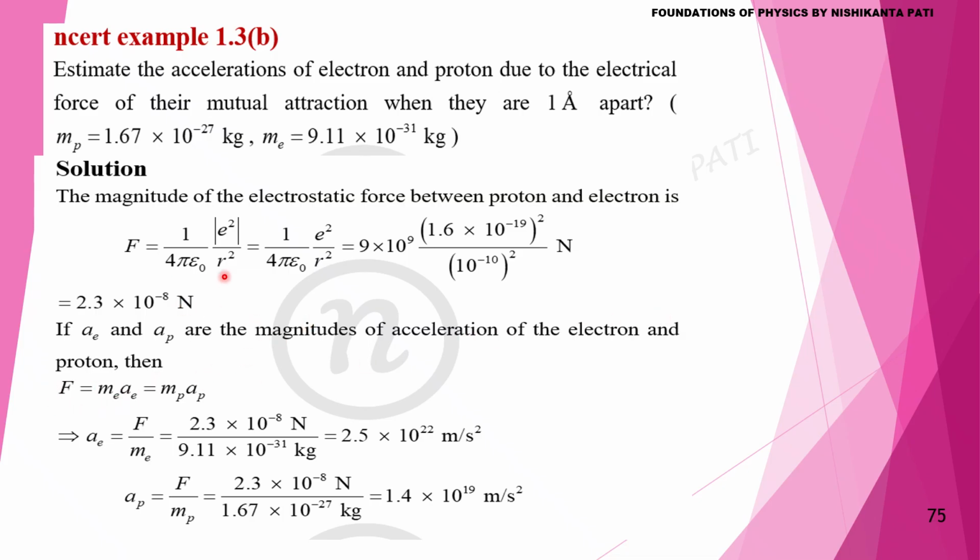Since the electrostatic force obeys Newton's third law, the force on the electron is equal in magnitude to the force on the proton. So force is mass into acceleration in magnitude. Again the force is mass into acceleration in magnitude. So we get the acceleration of electron in magnitude and the acceleration of proton in magnitude.